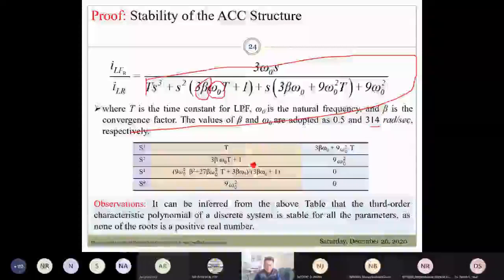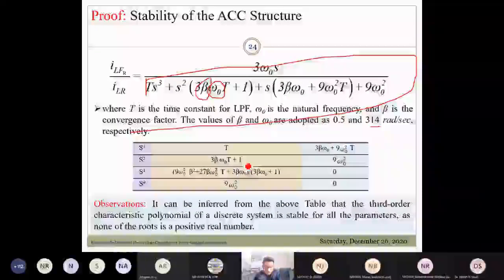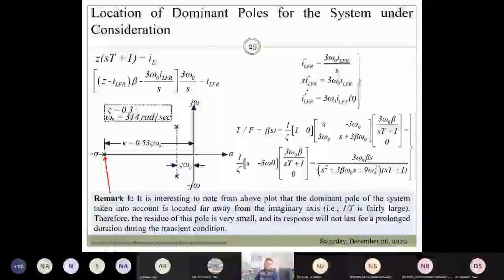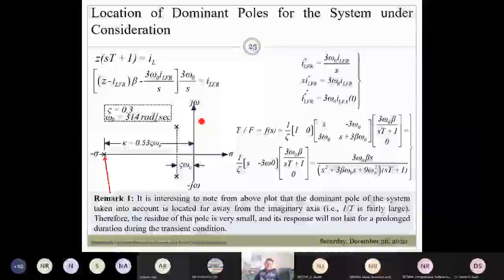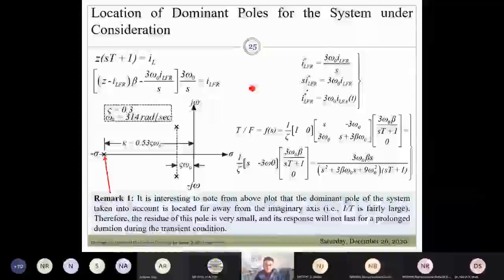For all these parameters, there is no sign change in the first column. All these parameters are positive real numbers, and none of the roots found in this characteristic equation is a positive real number, confirming the stability of this active current control loop. Further, as I mentioned previously, the grid interfaced photovoltaic system frequently encounters challenges due to frequent transitions in the solar insolation level and load perturbations. So I have studied the dynamic performance, and to do that, I have done the state space analysis.